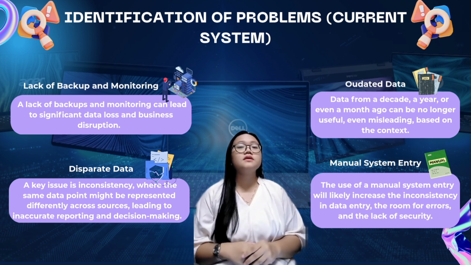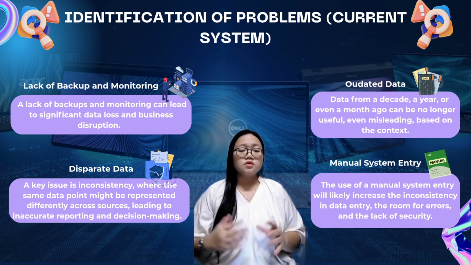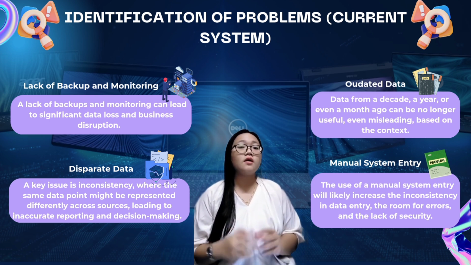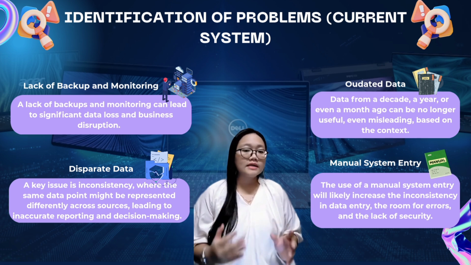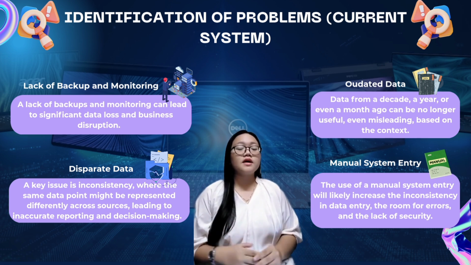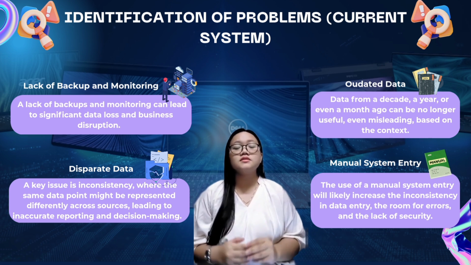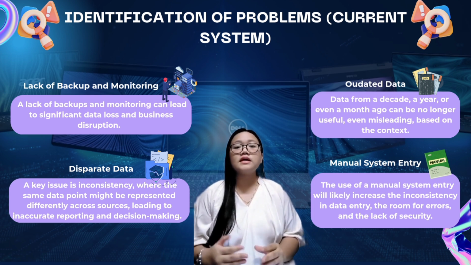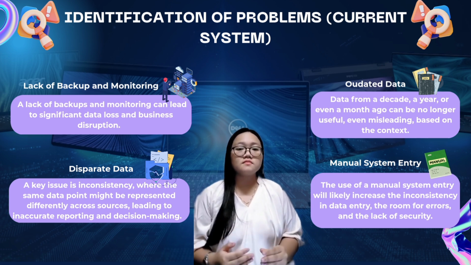The last problem is the manual system entry. Using a manual system puts pressure on people to always correct all the details of their work, and it can be easy to accidentally switch details and end up with inconsistency in data entry. Hence, this will lead to errors in the invoice of billing amounts and the type of items of the customer preference.